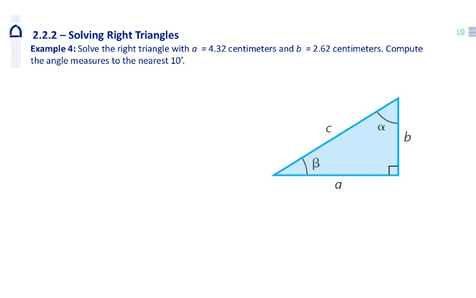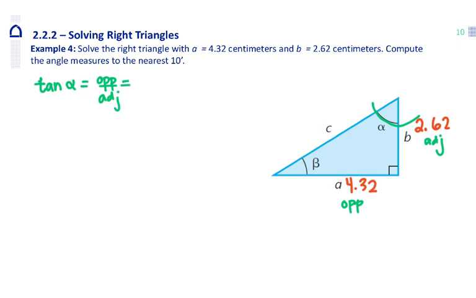Okay, here's one more example. It tells us that side A is 4.32, side B is 2.62, and we need to compute the angle measures, alpha and beta, to the nearest tenth. Okay, well, there's several ways to do it. Let's start off with alpha. If we're going to label sides, this is the opposite side, this is the adjacent side. So the tangent of alpha is opposite over adjacent, in this case 4.32 divided by 2.62. So let me just simplify this. Tan of alpha is this expression.